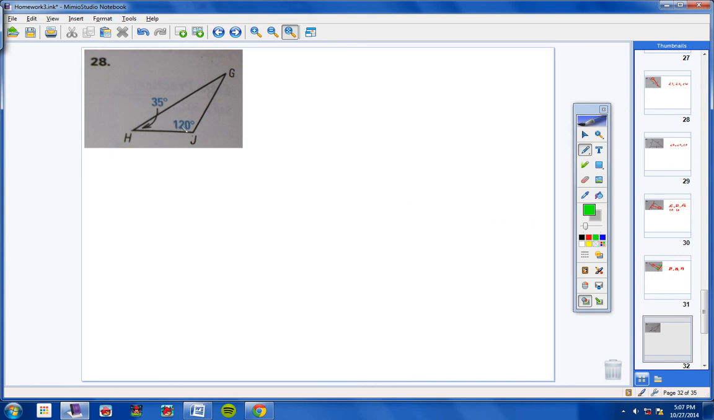Okay, we have angles 35 and 120. That's 155. So this angle here has to be 25 degrees to give us a total of 180. Okay? Now we're going to circle the biggest angle and then go straight across to side HG. So HG is my longest side.